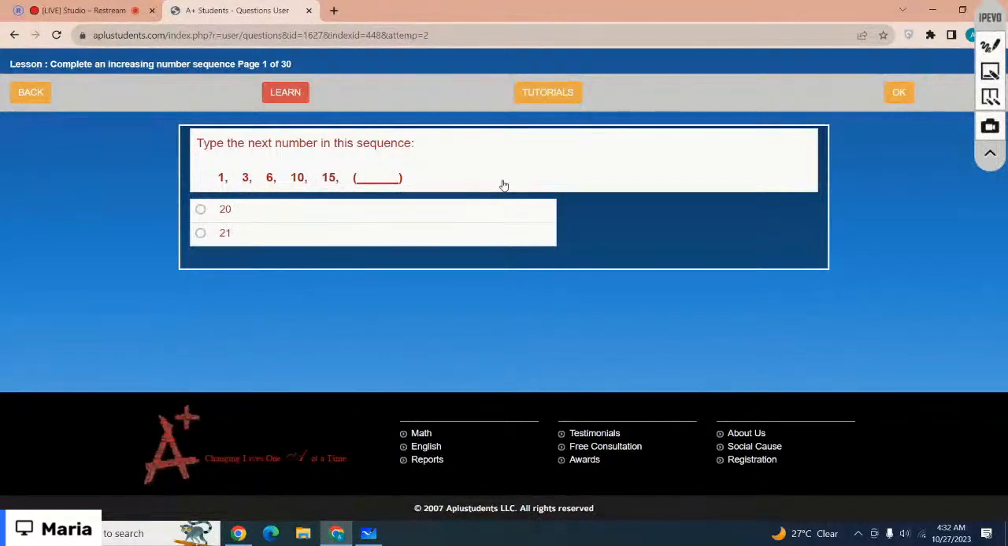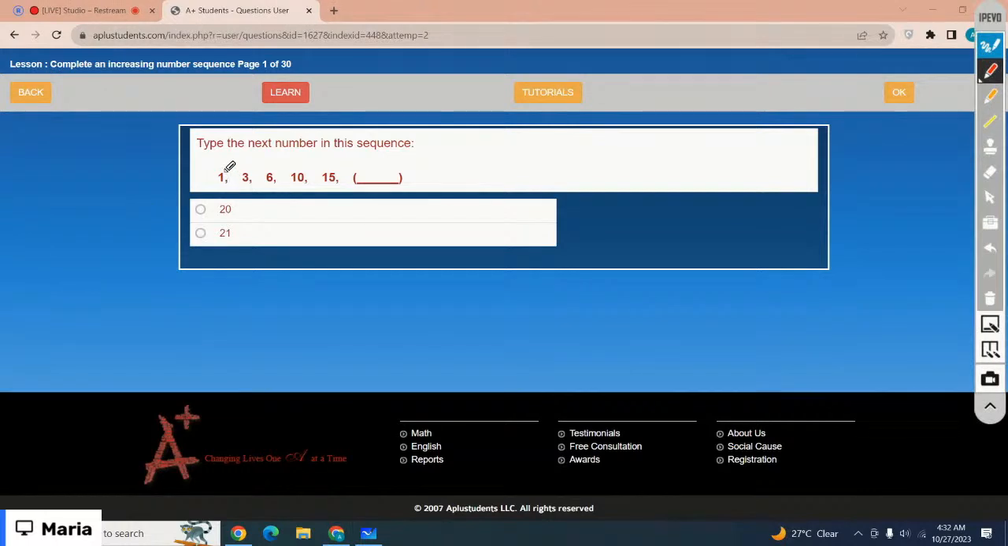Okay, type the next number in the sequence. Let's just understand sequence first, right? Okay, 1 plus 2 is 3. 3 plus 3 is 6. 6 plus 4 is 10 and 10 plus 5 is 15, right? That means the number you are adding is growing by 1 every time, right?